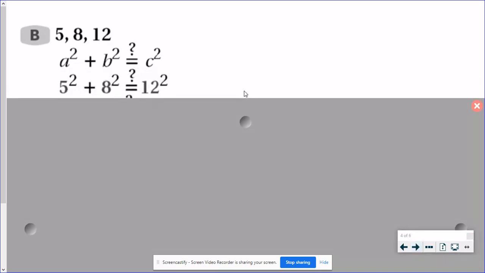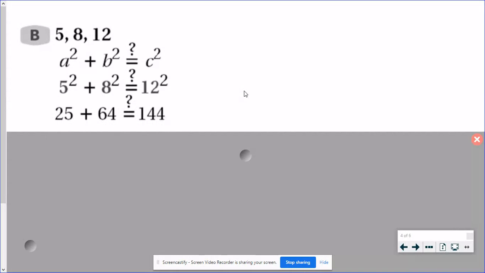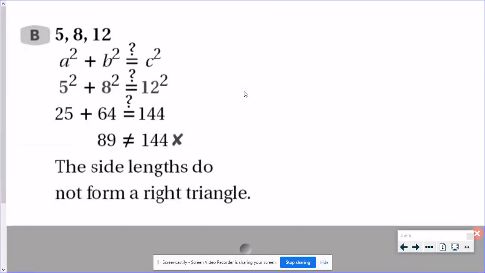If I give you a 5, 8, 12 triangle, again, the 12 has to be the c because that's the longest side or the biggest number. So I'd substitute in the a and the b and the c. 5 squared is 25, 64 for 8 squared, and 144 for 12 squared. When I add 25 plus 64, that's not going to be 144. That's only 89. So since that doesn't equal, you can see that they even did the equal sign with the slash through it. That means it's not going to be a right triangle.